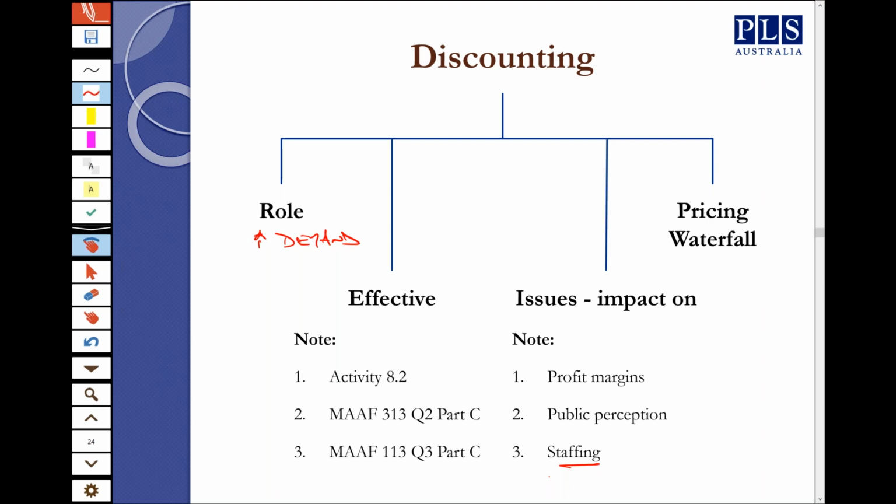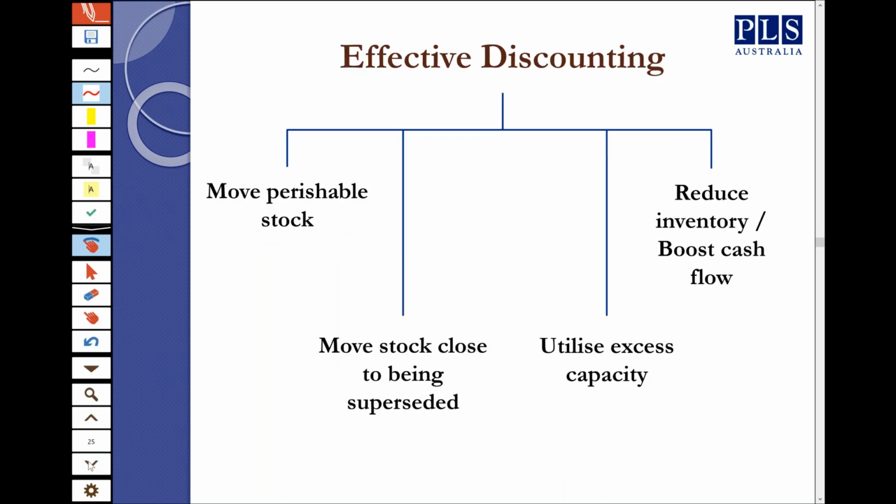Now, as we build, I just want to build on the effective and the pricing waterfall. Certainly from an effective perspective, I will highlight that the Institute states that there are 4 instances when you might expect to see discounting being effective. So when you're looking to move perishable stock, move stock close to being superseded, utilize excess capacity, reduce inventory to boost cash flow through and through.